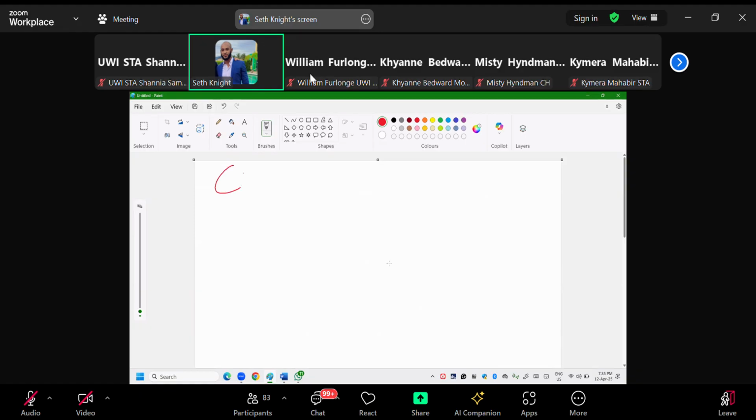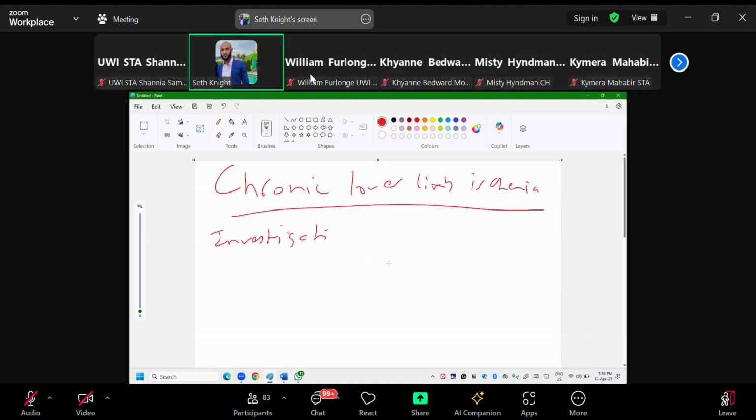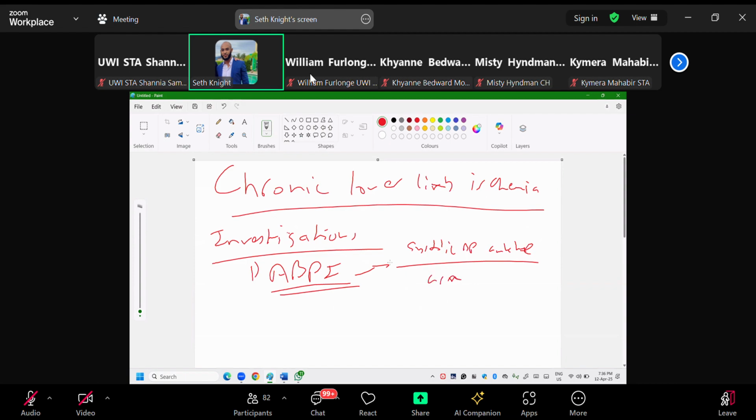But what I want you all to know for chronic lower limb ischemia is unlike acute lower limb ischemia, where you have a clinical diagnosis, in chronic limb ischemia we do have an investigation that we must do. In a patient in whom you suggest has chronic lower limb ischemia, your next best step is your ankle brachial pressure index. What is this? This is the ratio of the systolic BP in the ankle over the systolic BP in the arm or the upper limb. All right? So the systolic BP in the ankle over the systolic BP in the upper limb.